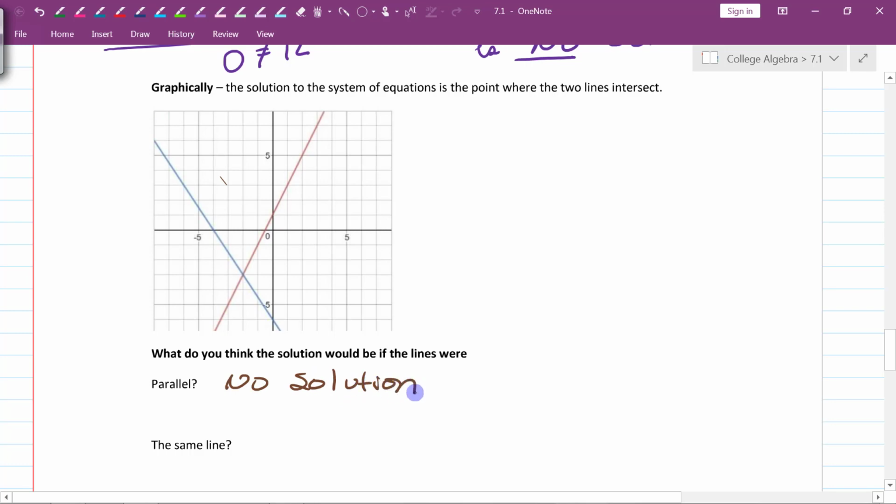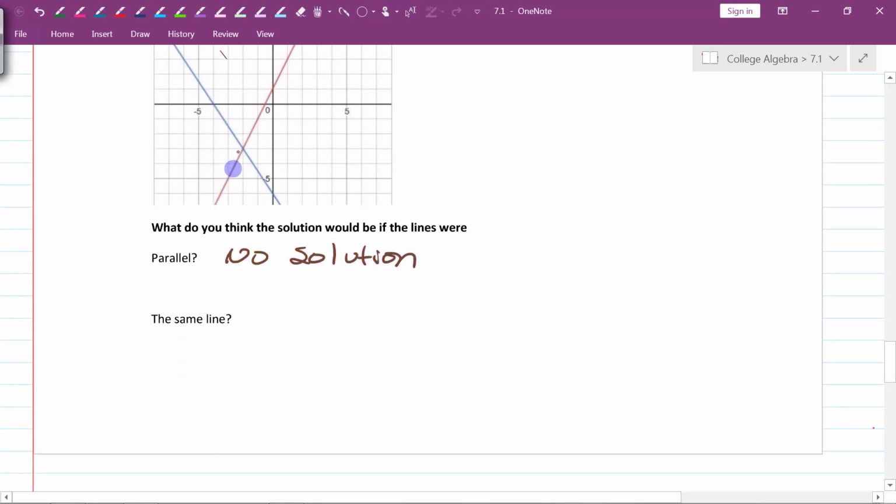And if they are the same line, like one is literally right on top of the other, then we would have infinite solutions. Okay, so again, if we have parallel lines, there is no solution. If they have the same line, then we have an infinite number of solutions.